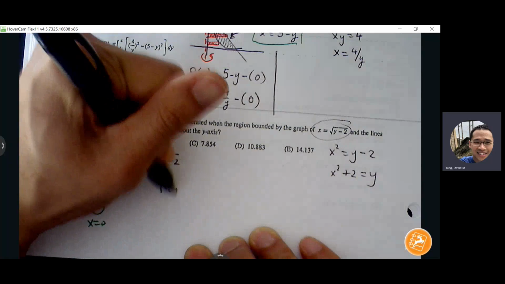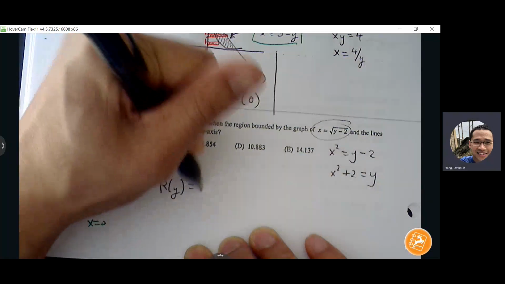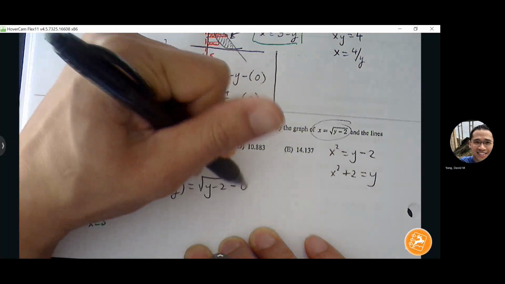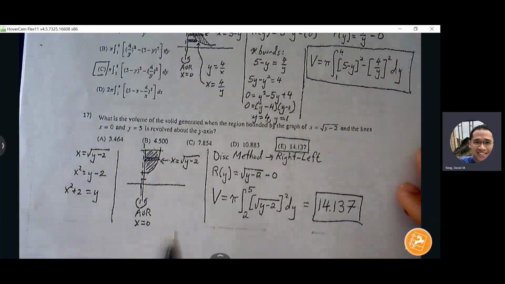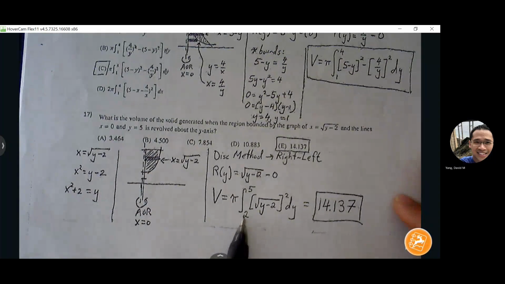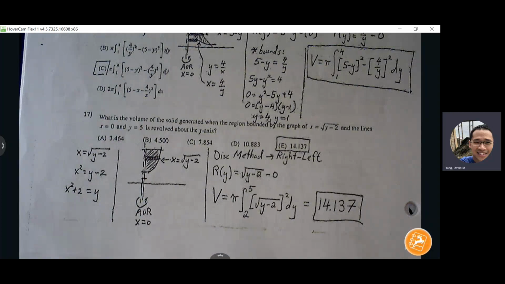Okay, so then our big radius, right minus left. And then we'll just put it into our disk method formula. Big radius squared. And you can plug this in the calculator. But notice that on paper it's in terms of y, but in your calculator you're only using x's. In this case, it looks like they want you to multiply that pi through to get a decimal that matches the answer choice. So answer choice E.